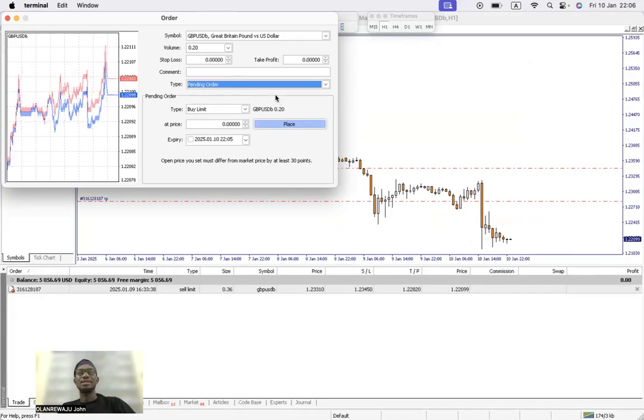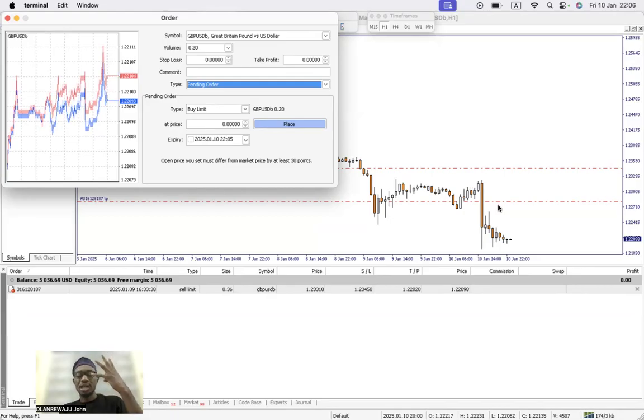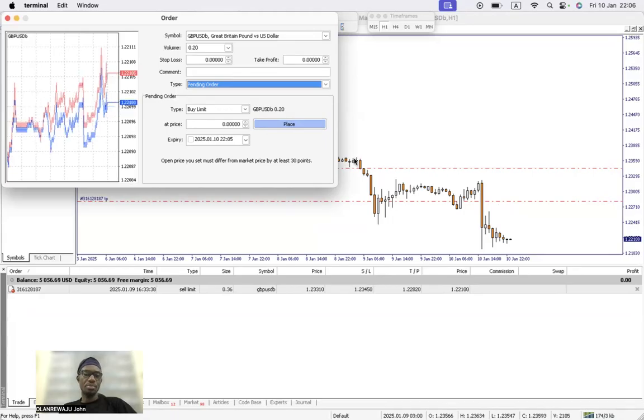A pending order is when I'm looking at the market and I've made a decision, but it is not now. It is not at this price that I want to enter. I want to enter at a future price. Like the point I was looking at here, you can see I was not in the market, so what I set here is a pending order. And we have four types of pending order that we will talk about as we make progress.